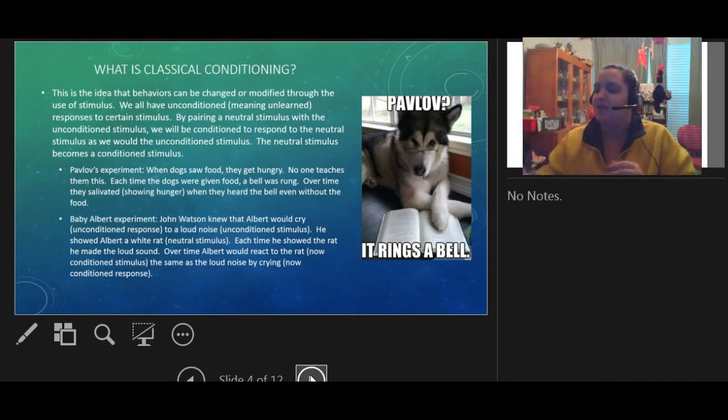It makes me happy. Okay, so no one taught me to be happy when I tasted or smelled chocolate. It just happens. That's involuntary. And for me, that's an unconditioned stimulus, an unlearned stimulus. So I can pair a neutral stimulus, or maybe a stimulus that I don't quite have the right attitude towards, let's say like studying for a test, with that unconditioned stimulus.